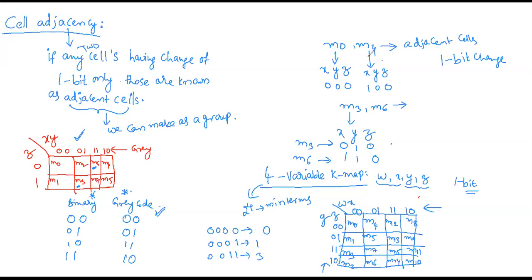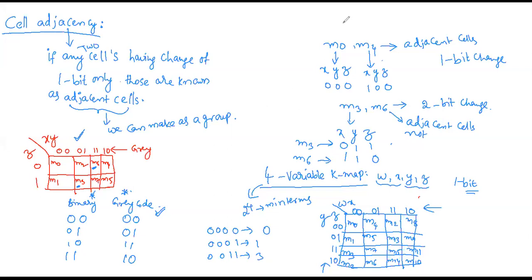M3 is 0, 1, 1. M6 is 1, 1, 0. See how many bit changes. X is 0, 1. So the bit is changing. Y is 1, 1. Same. Z is 1, 0. Changing. So 2 bit change. If it is 2 bit change, these two are non-adjacent cells. Not adjacent cells.